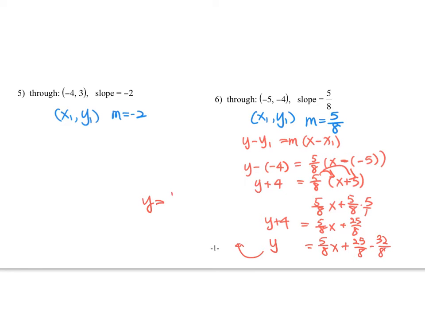So my final answer is y is on the left-hand side. On the right-hand side is 5/8x plus, actually it's not plus anymore. It's minus because 25 minus 32 gives me negative 7. And if you're not that familiar with this step, if this looks intimidating to you, plug it into a calculator and you should be able to get your answer.